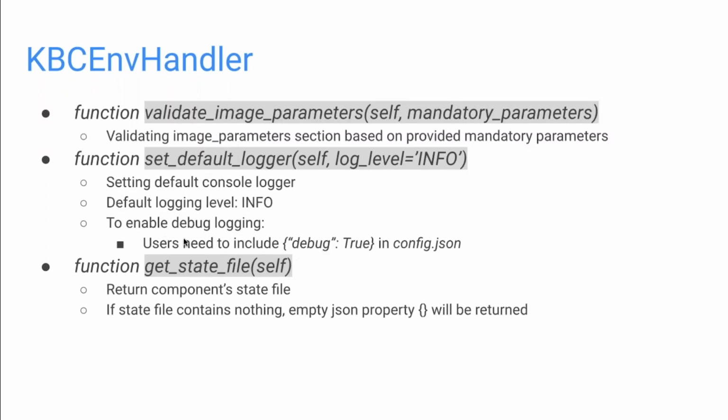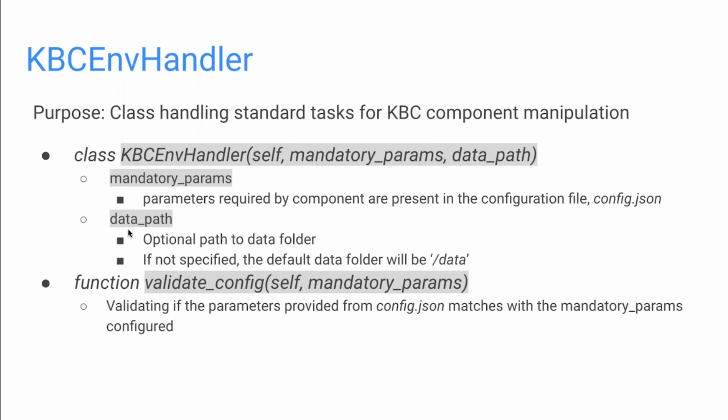Okay, data path. Data path is the data folder where we store the configuration, input mapping, output mapping. During the development stage, you might store the data folder in a different folder or different destination. So this will be an option where you can define it in here. If it's not specified, the default data folder will be in the same directory under data.